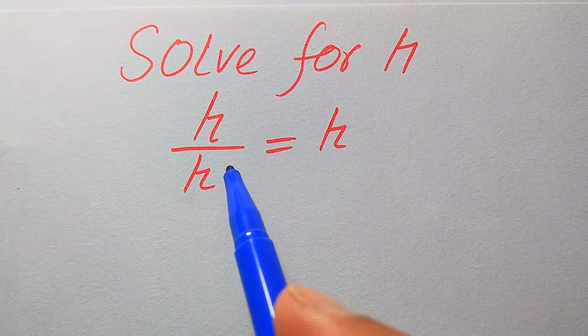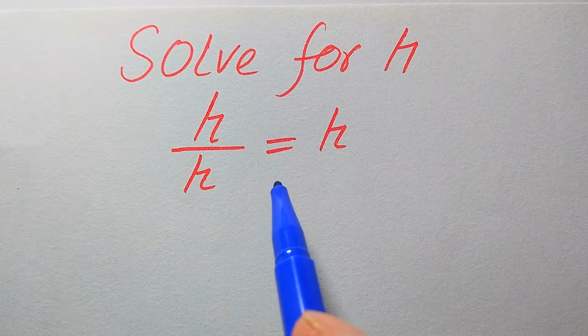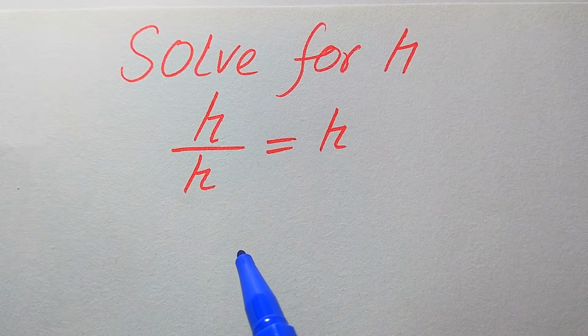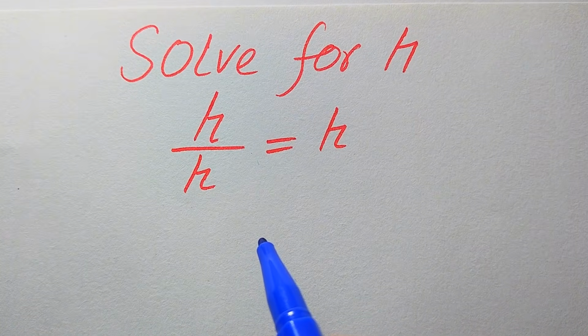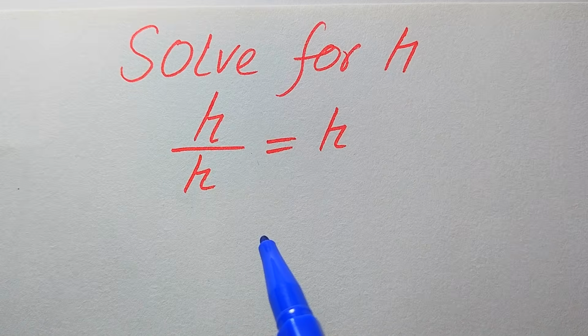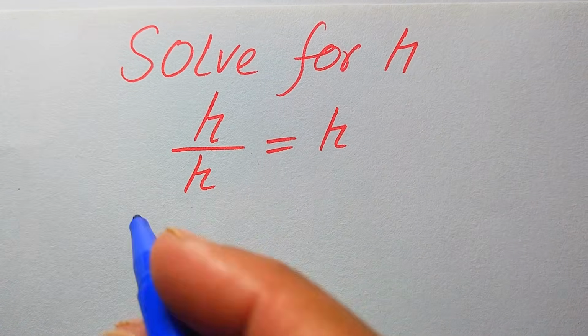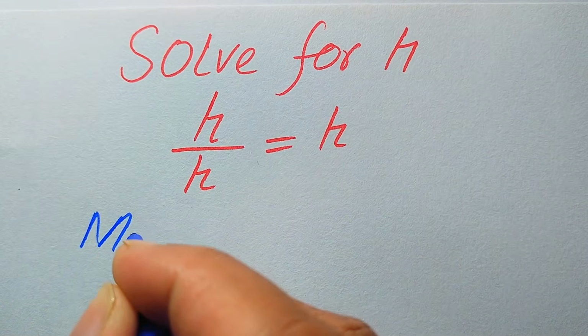So here we have h divided by h is equal to h, and we solve this problem for all the values of h. First we find all the roots of this equation, and at the last we will verify which of the roots are solutions and which of the roots are extraneous roots. Further, we solve this problem by two methods.